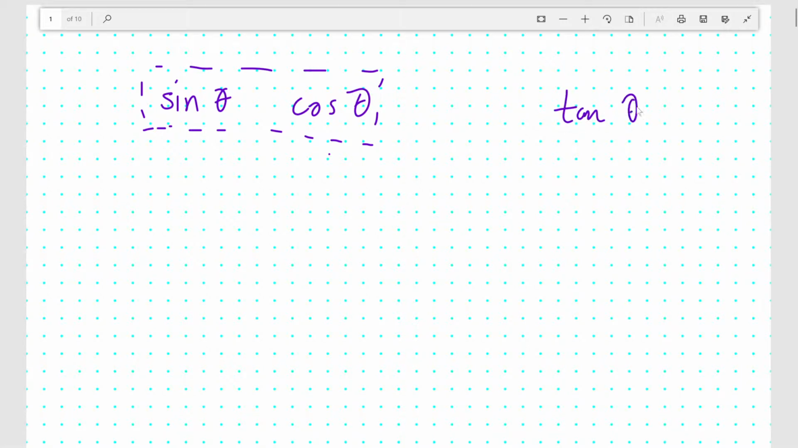Hello everyone. In today's video, we're going to be looking at the graphs of trig functions. Alright, so first up are the graphs of sine theta and cosine theta. And basically, the way I'm going to talk about this is I'm going to explore the similarities between these two. And in a future video, I'll explain them. And then on top of that, we're going to explore the graph of tangent theta.